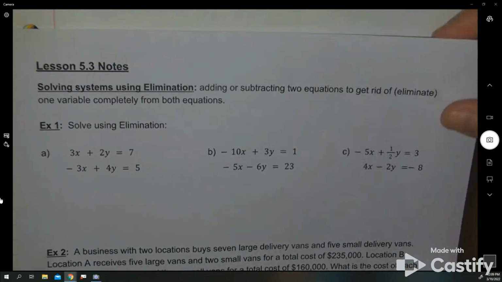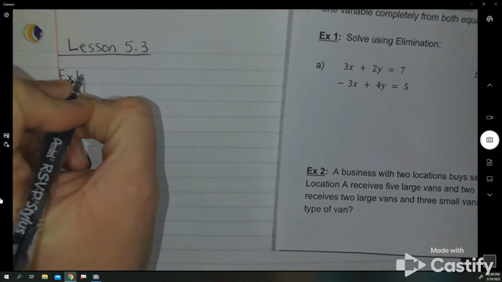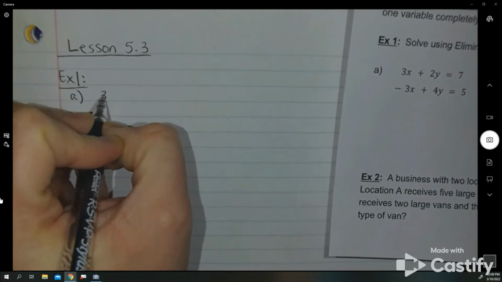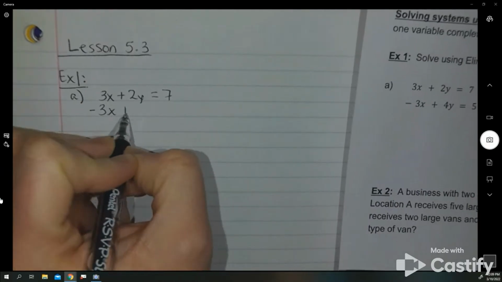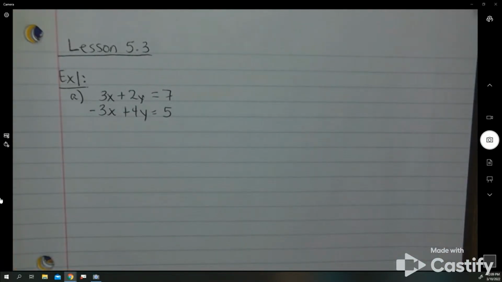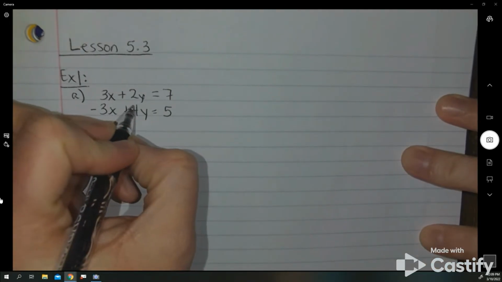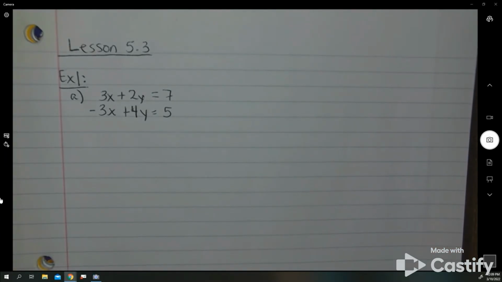So if we look at example 1a, we have 3x plus 2y equals 7. And in our second equation, negative 3x plus 4y equals 5. So what I want you to think about when you're looking at these systems, especially using the elimination method, first of all, standard form equations are the greatest format for doing the elimination method because they're set up so that the x's and y's are often stacked with one another.